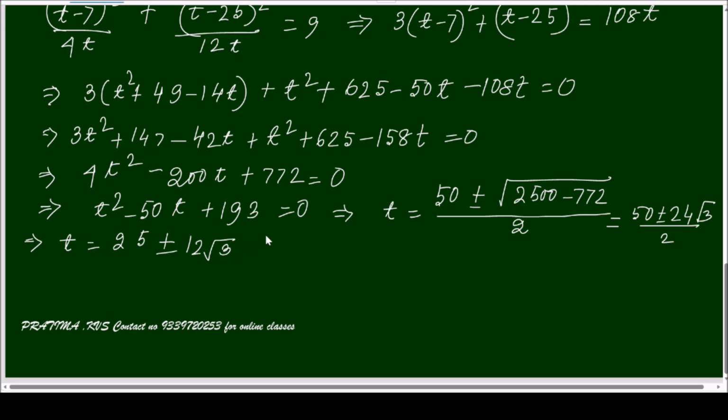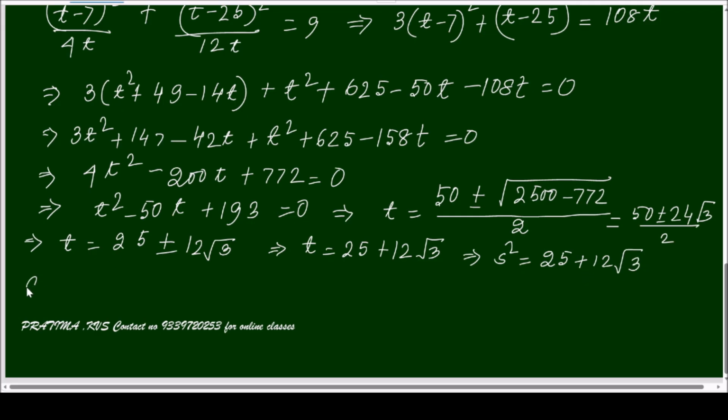So there are two answers, but since the distances from the interior point are 3, 4, 5, the side should be greater than 5, so it will be 25 plus something. So it cannot be the negative one. So t equals 25 plus 12 root 3, not 25 minus 12 root 3. That means s square equals 25 plus 12 root 3.